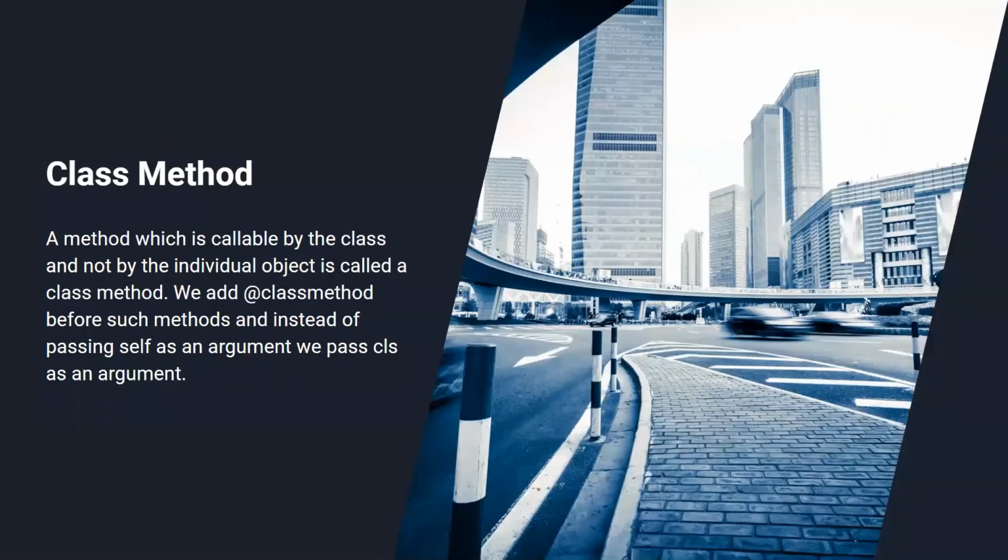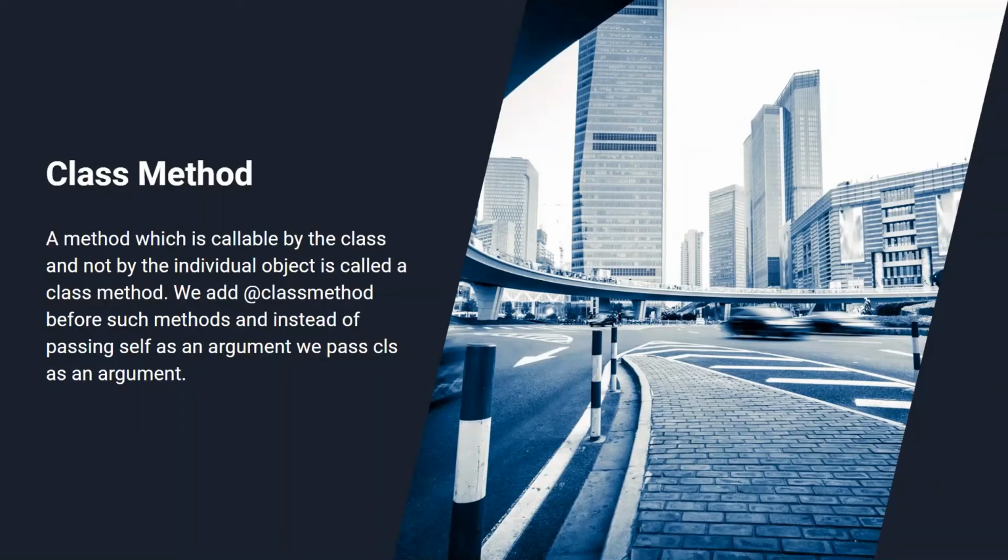Next, we have the class method. Simply, a method which is callable by the class and not by the individual object is called a class method. Like, first of all, you create a class and then you create the object, and by using that object you call the methods of the class. But with a class method, you don't have to create objects. It is just callable by the class.